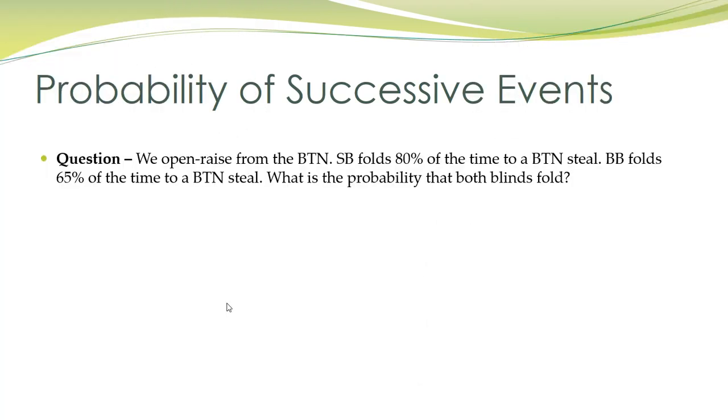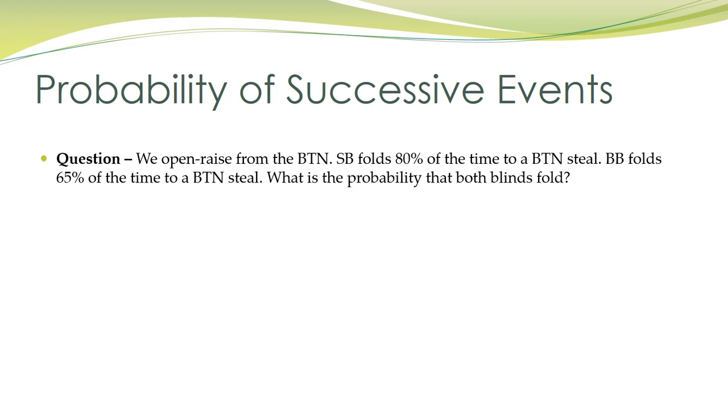Okay, let's move on to another example. This example is slightly more complicated, but only ever so slightly, and it's going to be poker themed this time, so we can see an application of this information to a real poker situation. Here's the question. We open raise from the button, so it's a standard steal situation. It's folded around to us pre-flop, and we open raise from the button, probably hoping to pick up the blinds. How often do the blinds fold? Well, small blind folds 80% of the time to a button steal, and big blind folds 65% of the time to a button steal. So what is the probability that both blinds fold?